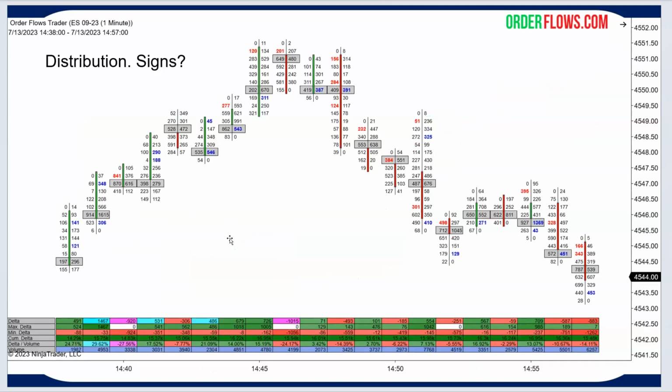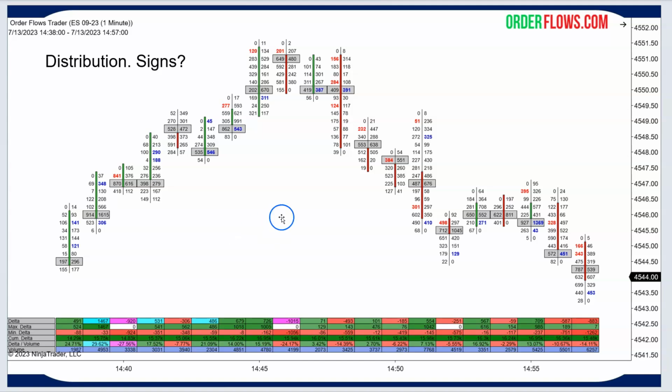Distribution. What are some of the signs of distribution? Now, distribution is going to come in after a market has rallied, right? You're not going to think of distribution coming in at market low. If you're trading at market lows and you're seeing distribution coming in, it's not distribution. It's more of capitulation, people just getting out. When a market's rallying, the traders that had been long from earlier want to distribute their position. They want to get out of that position.